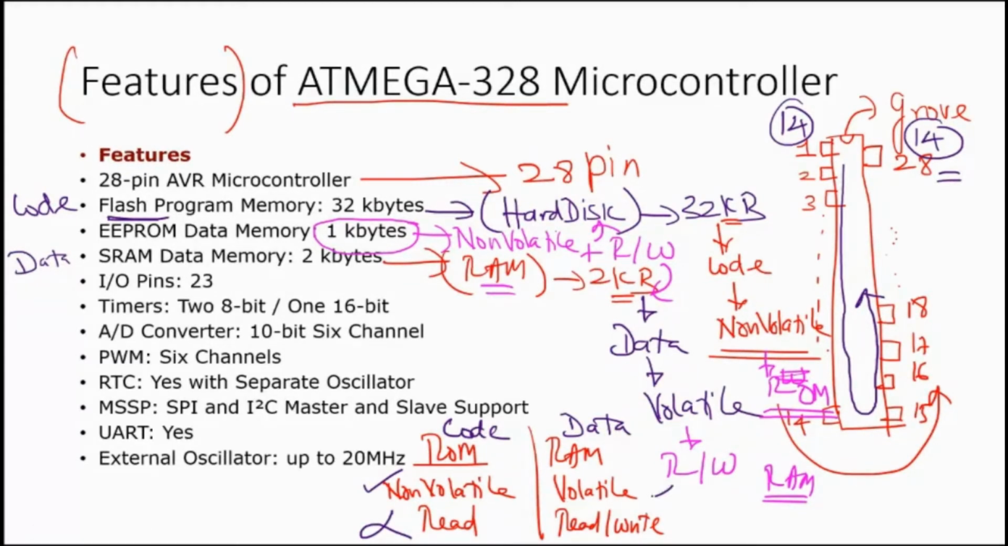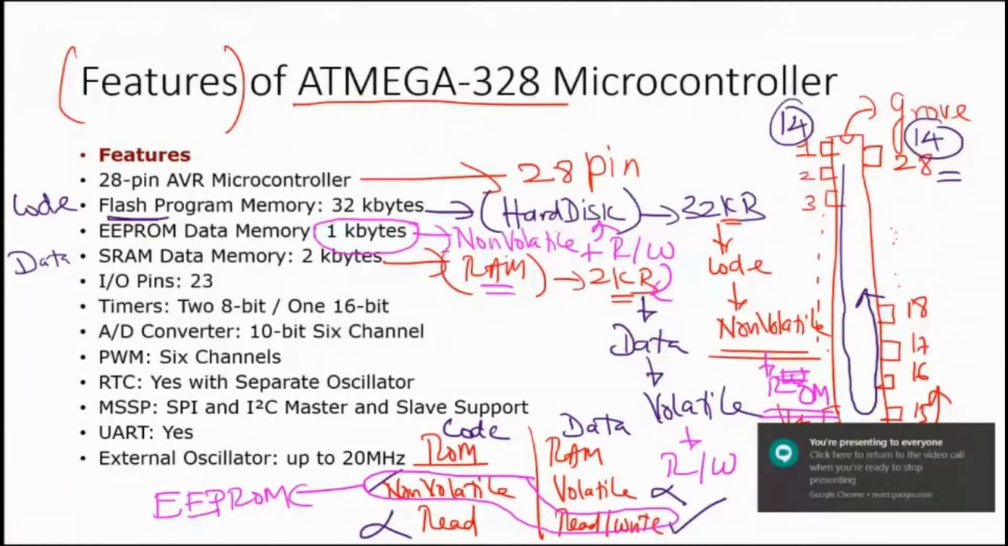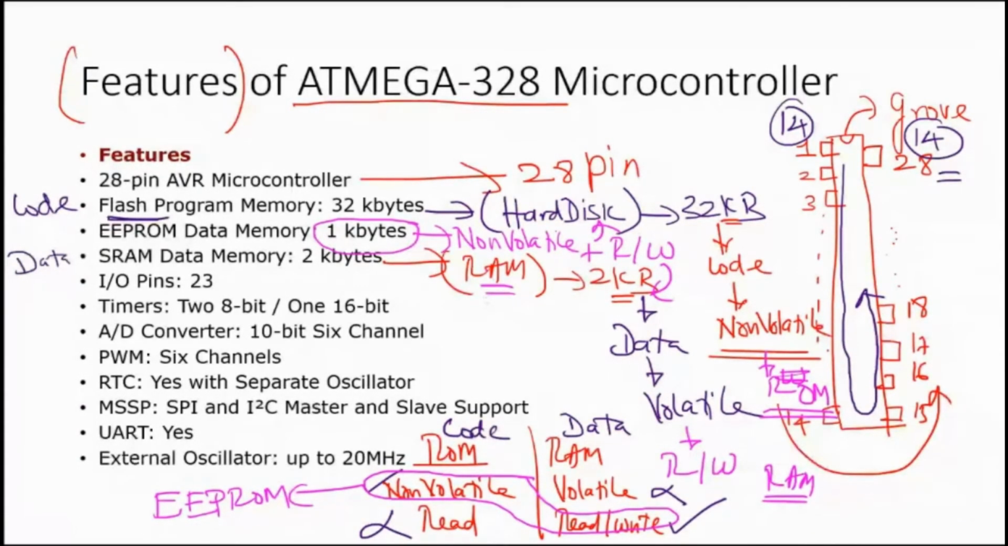Here, this is volatile in nature because once I put off the power, contents will evaporate. This is a beautiful feature. I can read and write whenever I want. So there is one memory which takes the advantages of the two: the non-volatile feature of ROM and the read-write feature of RAM. Such a memory is called EEPROM device, electrically erasable, programmable read-only memory. So there is one memory which takes the advantages of both ROM and RAM, that is EEPROM memory. So that is 1 KB available.